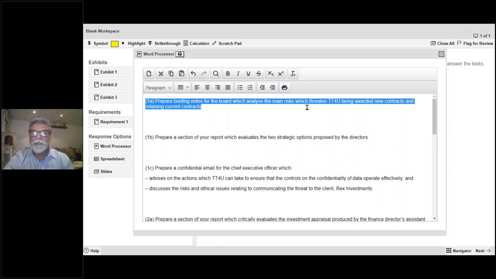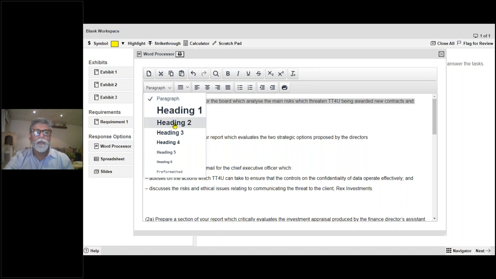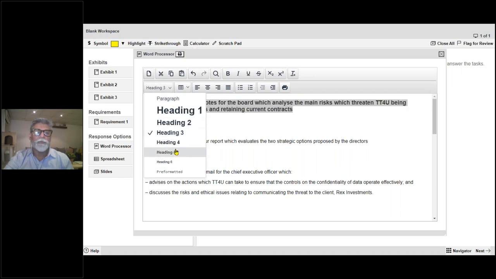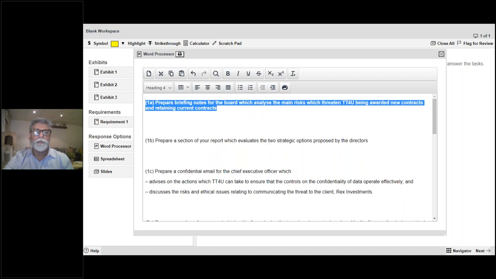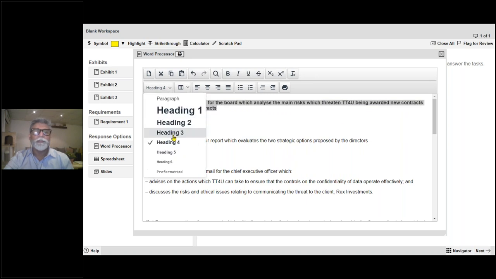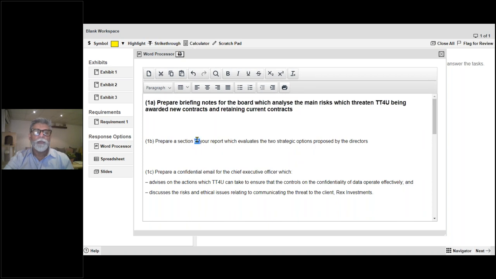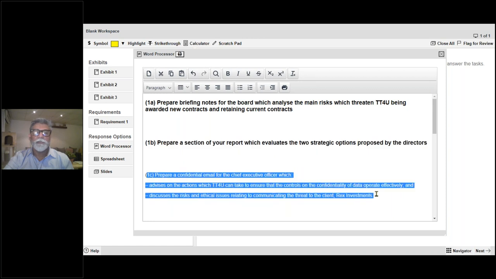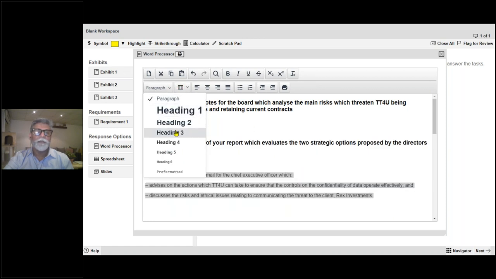Okay. Select everything, go to paragraph, and select heading 3. It will automatically become bold and big and visible. So these are various formats of the headings. Let me try heading 4. It's a bit small. Okay, heading 3 is okay. Now this one, 1, 2, 3, heading 3. And then you select this entire thing, heading 3.